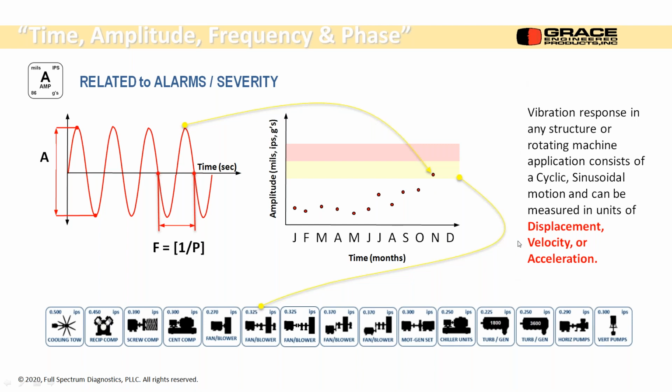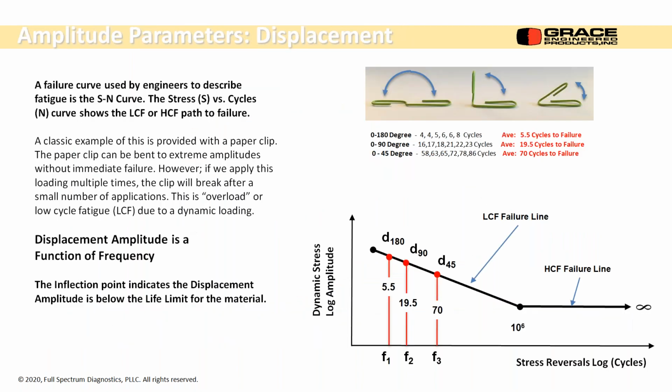We can take our data and set our alarms or whatever in displacement, in velocity, or in acceleration. The next couple examples are going to explain why we're going to use velocity. Velocity is a very flat severity parameter, and it goes across a really big frequency range. Okay. My paperclip example about displacement last time.